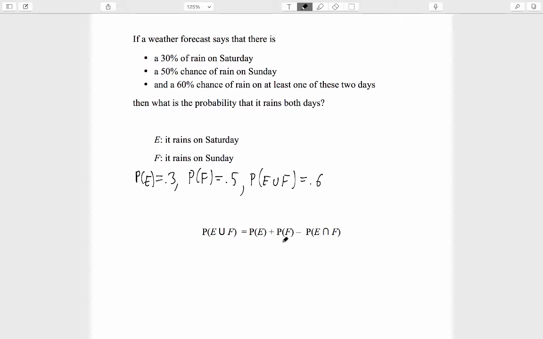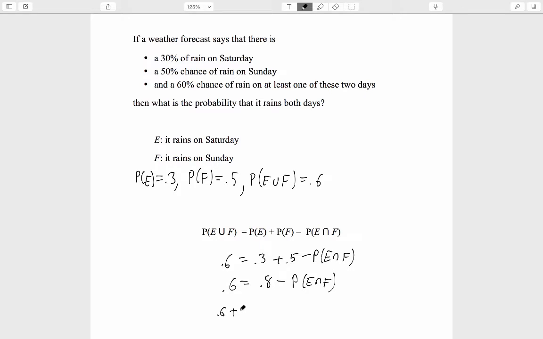And isn't it great that we have an equation that relates the quantities we know to the one that we are trying to solve for? We substitute in the values that we know and we solve. So 0.6 equals 0.3 plus 0.5 minus the probability that we're looking for, that of the intersection. 0.6 equals 0.8 minus the probability of the intersection. You can stare at this and say, it must be that the probability of the intersection equals 0.2.